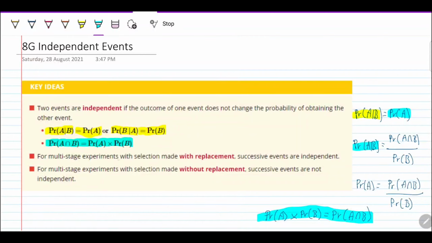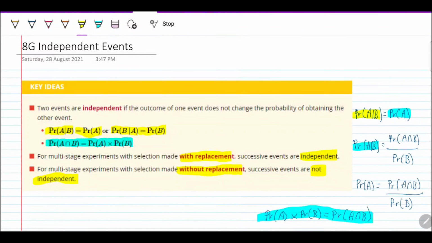So for multi-stage experiments with selection made with replacement, successive events are independent. For multi-stage experiments with selection made without replacement, successive events are not independent.